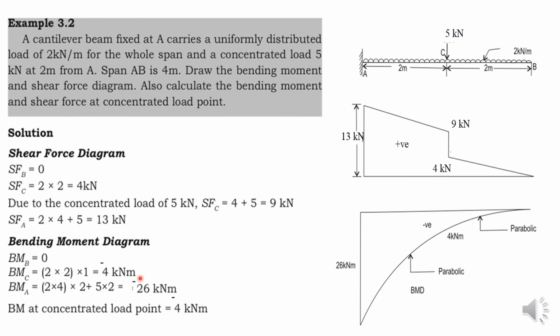Now again develop an equation in terms of h by considering a section at a distance h from C. Then calculate the value of bending moment at A by substituting h equal to 2 meters. So the bending moment at A will be minus 26 kilonewton meter, and we already got the values of shear force and bending moment at the point C, that is shear force at C equal to 9 kilonewton, and bending moment at C equal to minus 4 kilonewton meters. So see the variation here, it is parabolic from B to A since it is acted upon by the UDL.